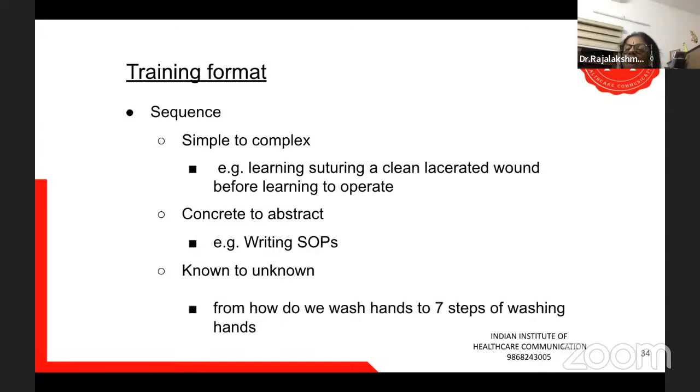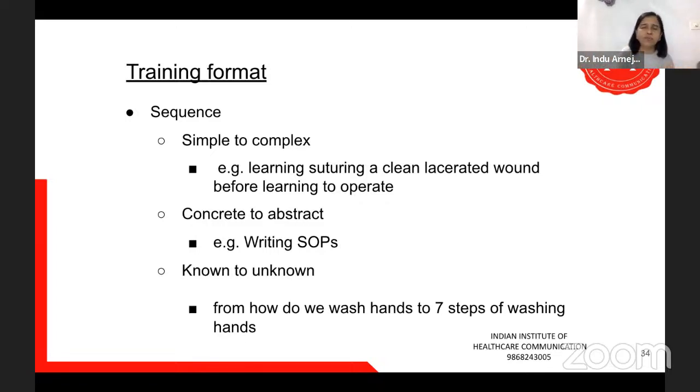Like I said, in known to unknown, if you ask them a question, okay, how do you wash your hands? For example, your nursing staff or your sanitary staff. They will show you how they wash hands. But if you can make out that these are the steps they are not following, and then you integrate those steps, they will know the right way of doing it.